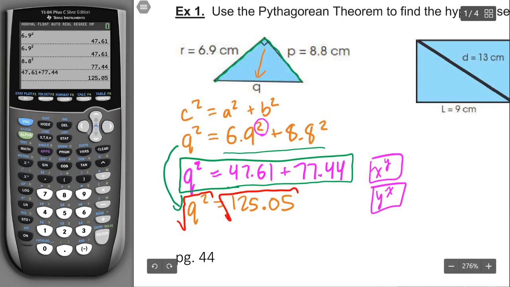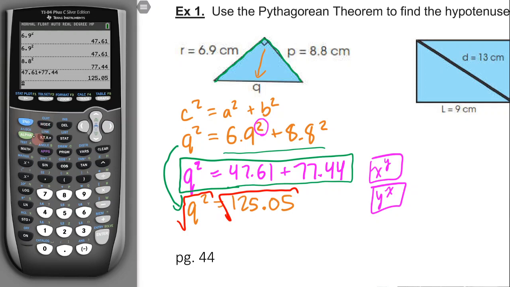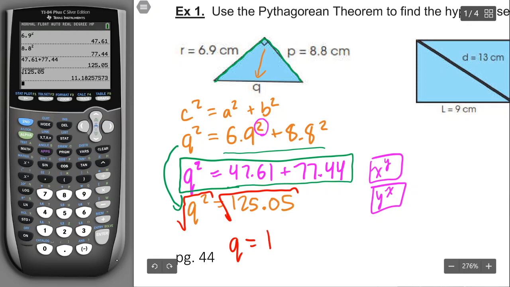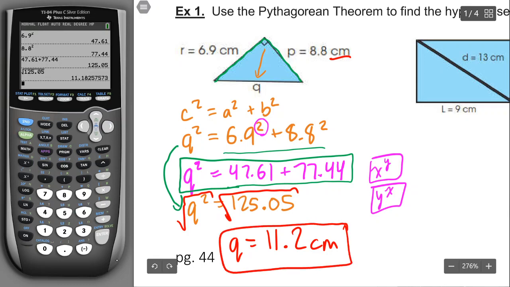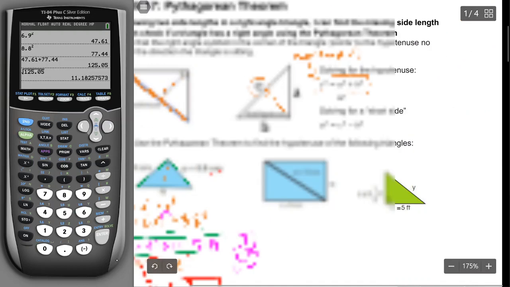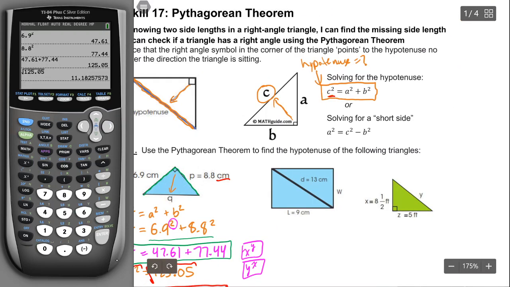So all that we need to do is square root, which on most calculators is second function on your squared button. You get that square root. Whoops, there we go. I don't need square root 2. I need square root of 125.05. And there you go, 11.18. I guess I'll round that to one decimal place, which makes that 11.2. And since I've got units in the question, I should put units in my final answer. 11.2 centimeters. Okay, so that's an example where you're trying to find your hypotenuse.